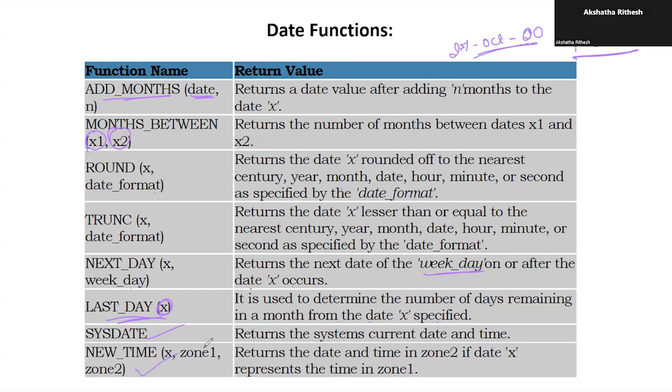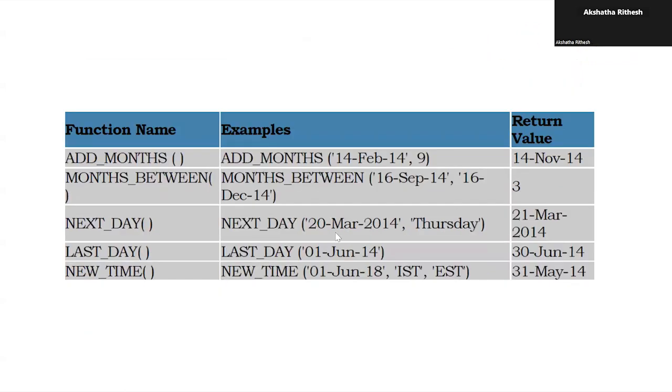New time is nothing but, if we are in a particular time zone and want to convert it into a different time zone, you can use NEW_TIME(date, zone 1, zone 2), which returns the date and time in zone 2. Whichever zone you want to convert into is written here, and whichever zone you are currently in is written here. So this is the date, presently in this zone, and you want to convert it into this one. So you will use this particular format. All right, let us see the examples for the same.